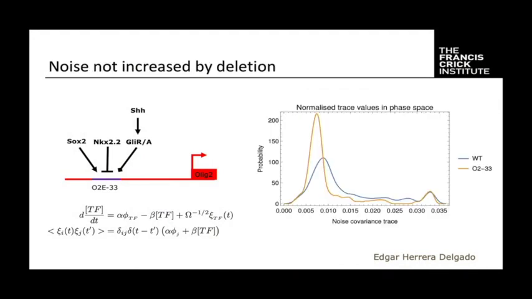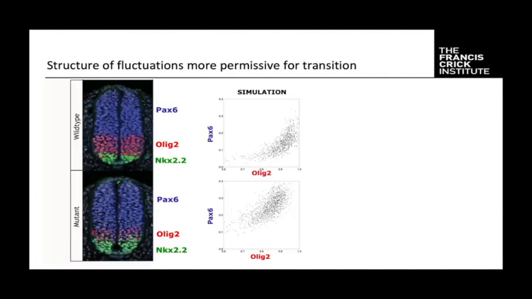And that isn't because the overall noise of the system has increased. So if we look at the overall magnitude of noise, gene expression isn't more noisy by deleting this regulatory element. Instead, what's happened is the structure of the noise has changed.